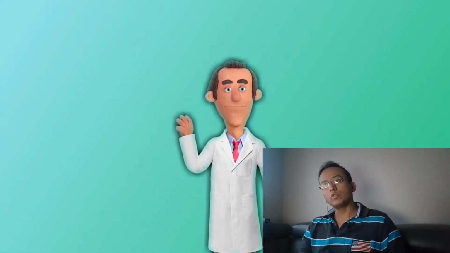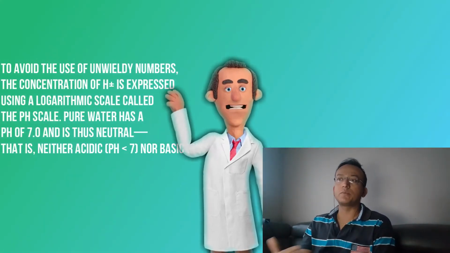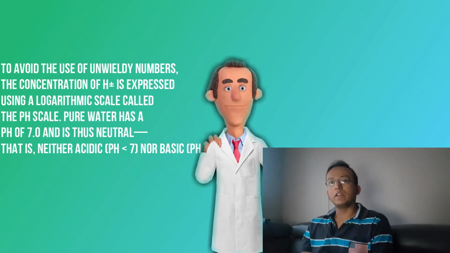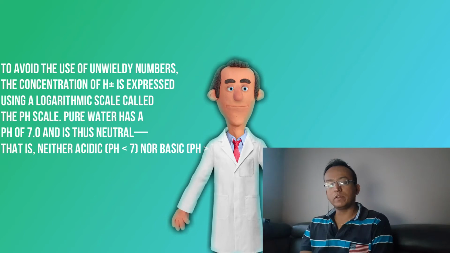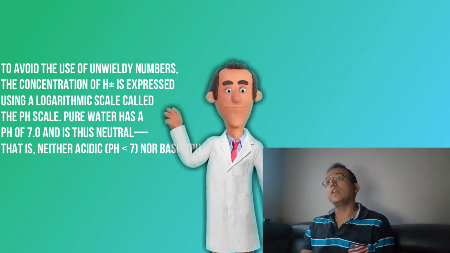To avoid the use of unwieldy numbers, the concentration of H plus is expressed using a logarithmic scale called the pH scale. Pure water has a pH of 7, and thus it is neutral. It's not acidic and not basic.